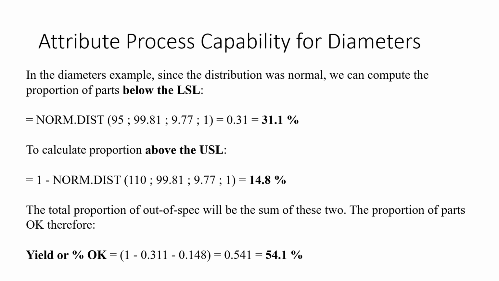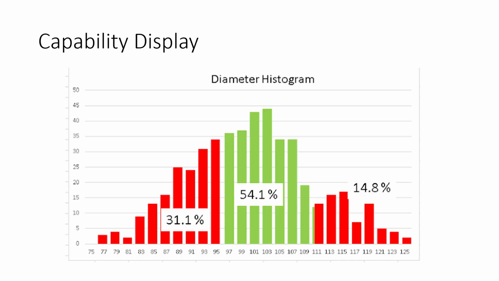31.1% will be below the lower limit and 14.8% above the upper limit. So the proportion of good parts, called yield, is 54.1%. We can see this graphically with the histogram. In this histogram, we can see the proportions of parts within the limits and out of spec.